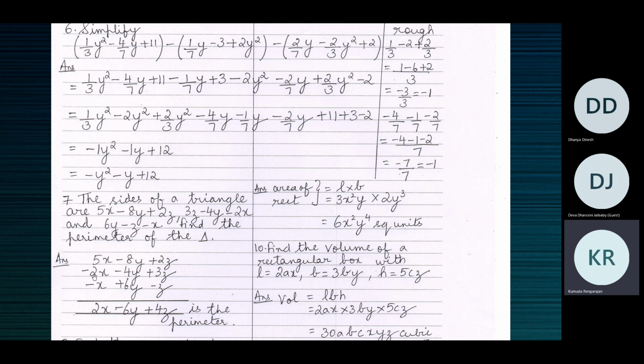What is 5 minus 2? 5 minus 2 is 3. 3 minus 1 is 2. So 2x. Minus 8 minus 4, minus 12. Minus 12 plus 6. Simplify the numerical coefficients. Minus 6, ma'am. y comes down as it is. Minus 8, minus 4, minus 12. Minus 12 plus 6 is minus 6.